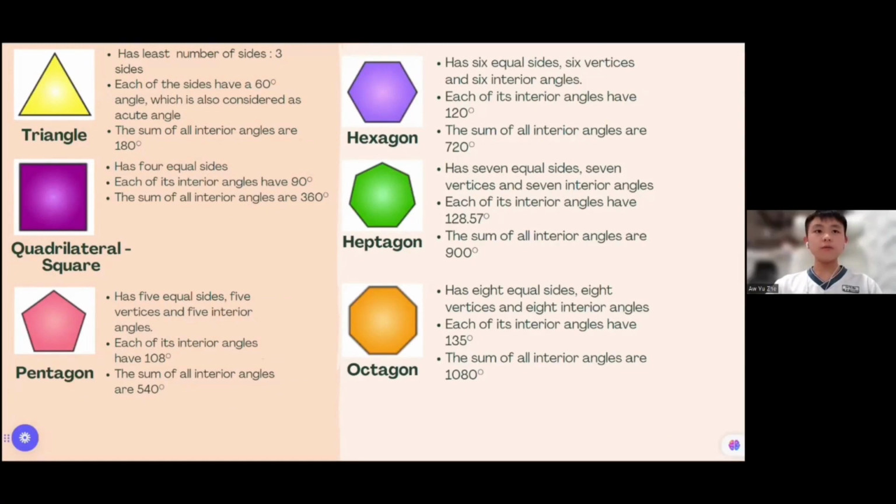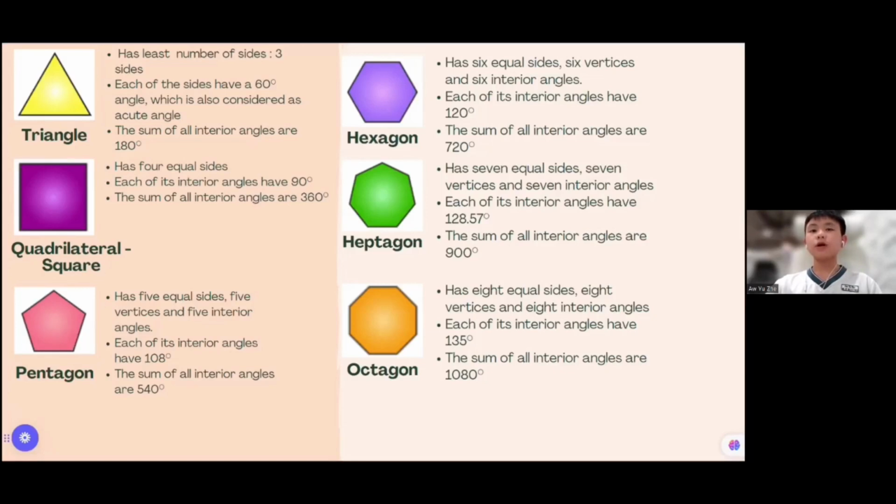Next, the quadrilateral has 4 equal sides, and each of its interior angles is 90 degrees, and the sum of all of the interior angles is 360 degrees. And the pentagon has 5 equal sides, 5 vertices, and 5 interior angles. Each of its interior angles is 108 degrees, and the sum of all interior angles is 540 degrees. And the hexagon has 6 equal sides, 6 vertices, and 6 interior angles.